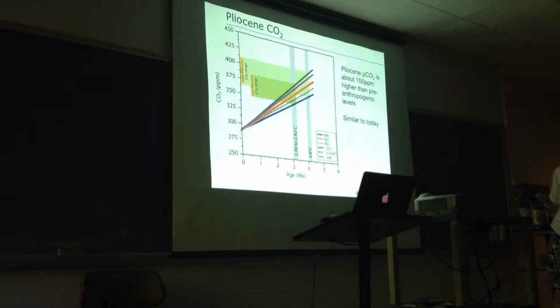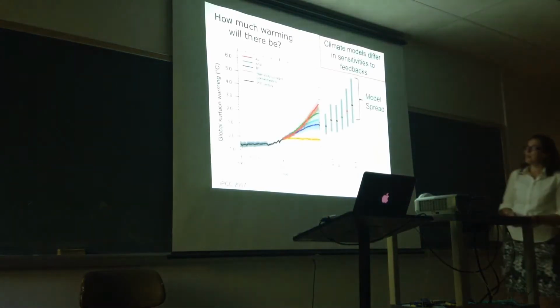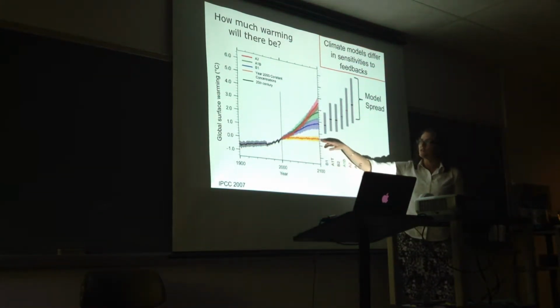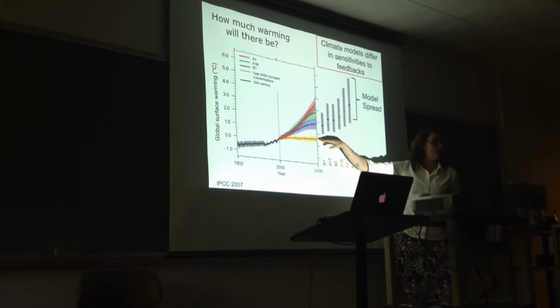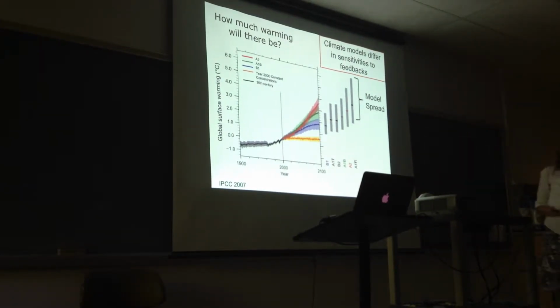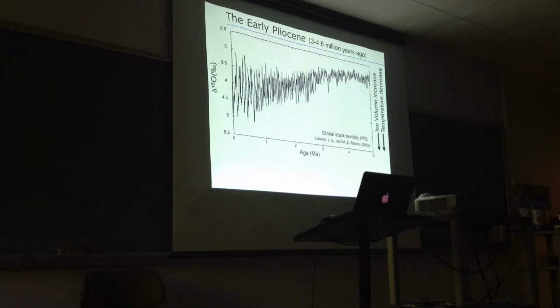Okay. So the question then is, we know that Pliocene pCO2 was sort of closer to this level, but actually global temperatures were warmer than they are today. So let me tell you a little bit more about what else we know about the Pliocene. So we know that CO2 was higher.